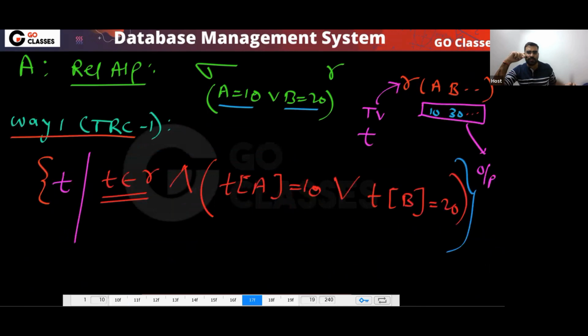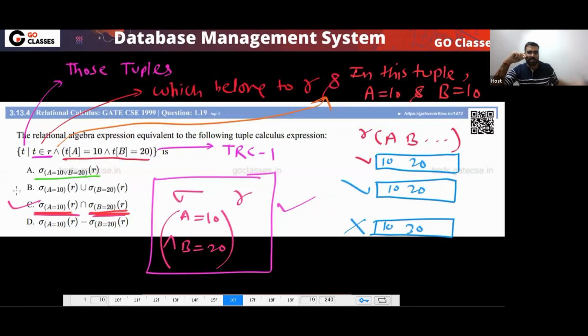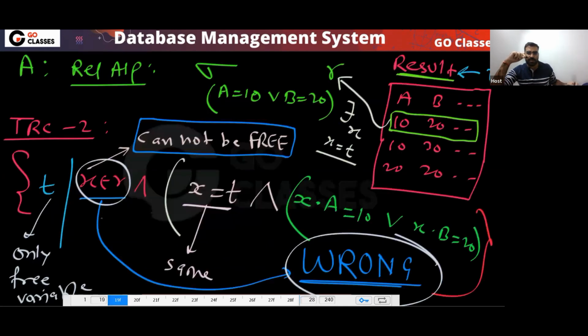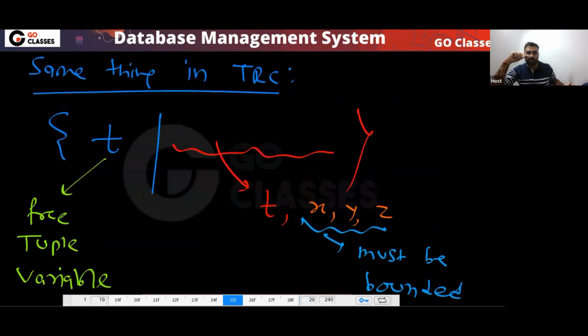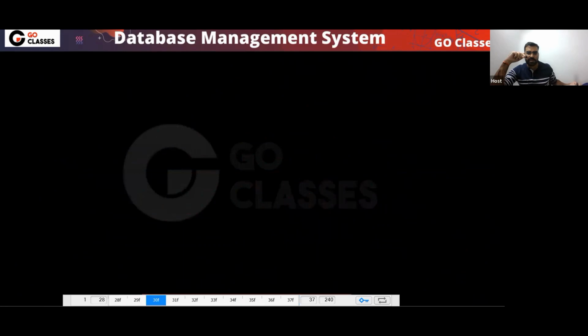So this is the question. Now option A we have seen. What about option B? Can you write the TRC query for option B? For union and for set difference we have already written. So okay, let me write for option D. You can write for the remaining. I am writing for option D.